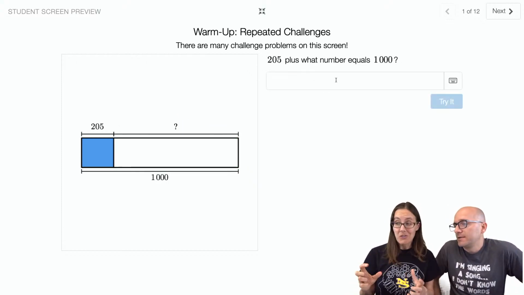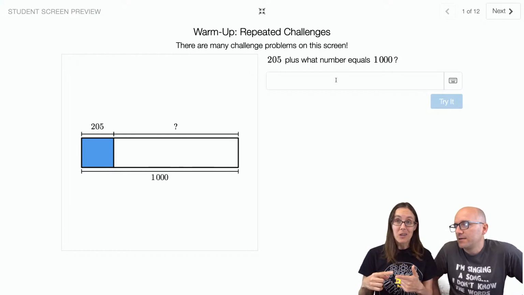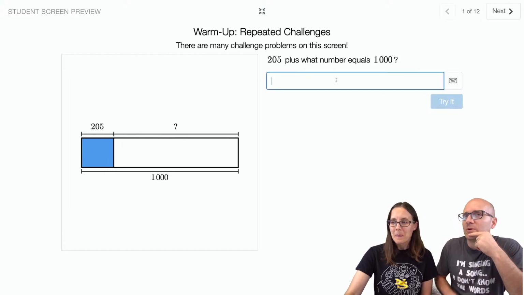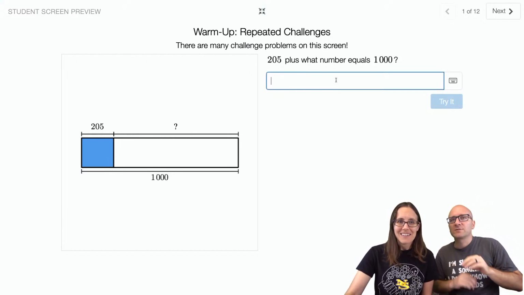So with this warm-up challenge, can I do as many as I want, and then when I feel ready, I go to the next? That's right. That's how it works. Right, except I have it locked so nobody can advance because I didn't want to spoil the surprise.